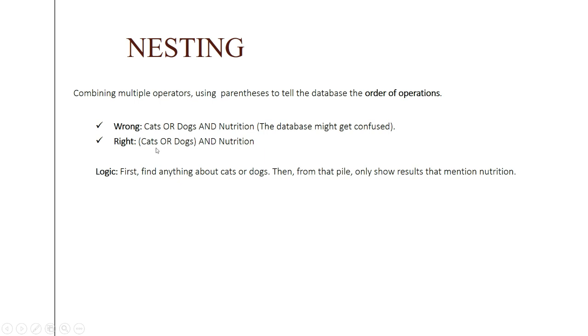(Cats OR dogs) AND nutrition. So this is giving it in a particular order. I want cats or dogs. So either it has cats only and nutrition, or dogs only and nutrition, or cats and dogs and nutrition. So in that order, it will find anything about cats or dogs. Then from that pile, only show results that mention nutrition.